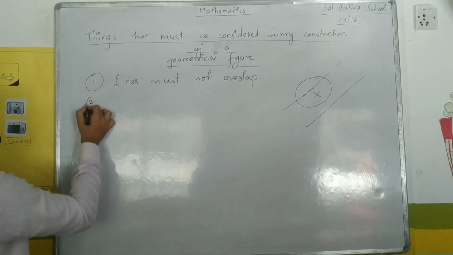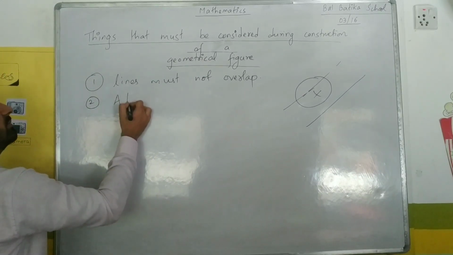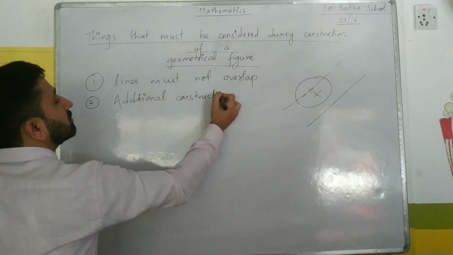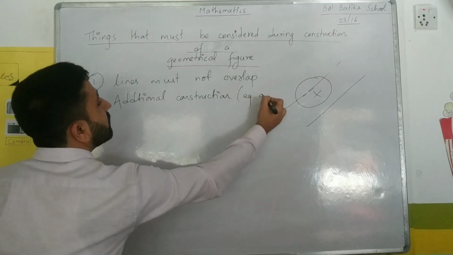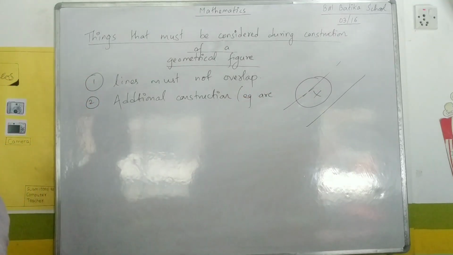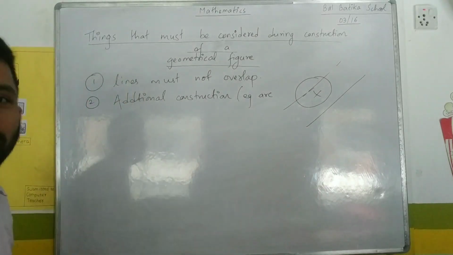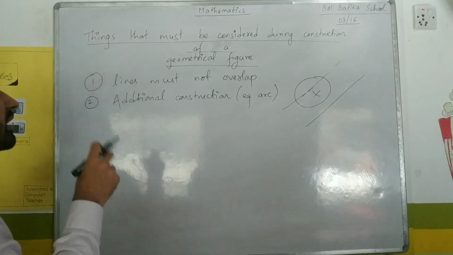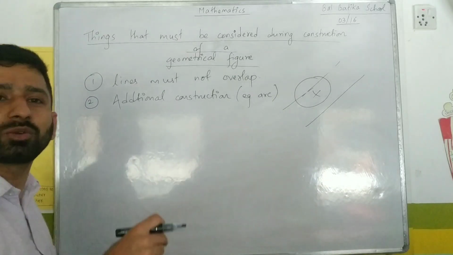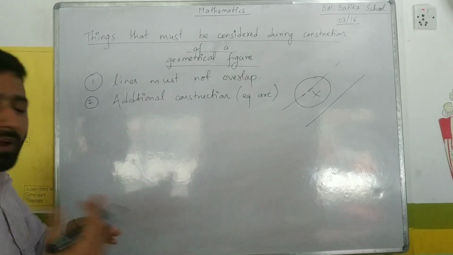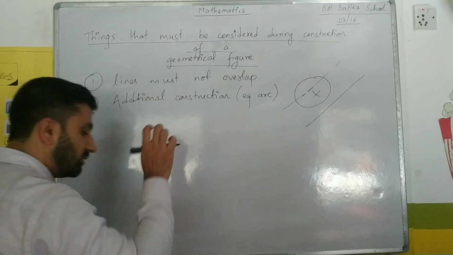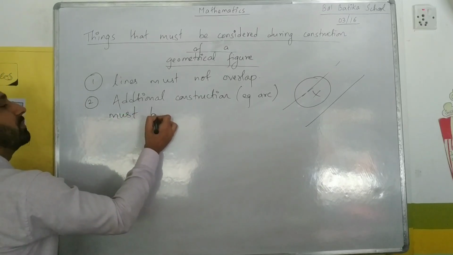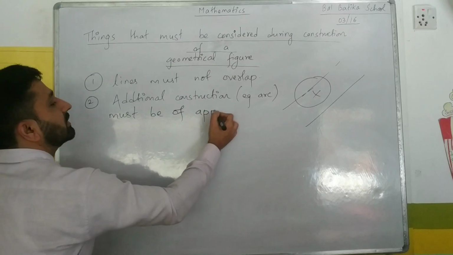Now the second thing is additional construction. If we have to construct an angle of 60 degrees, then we construct an arc over there, isn't it? That is an example of additional construction. We are not supposed to construct an arc, but without the arc we cannot construct 60 degrees or whatever degree we are going to construct. Those types of additional construction must be of appropriate size.